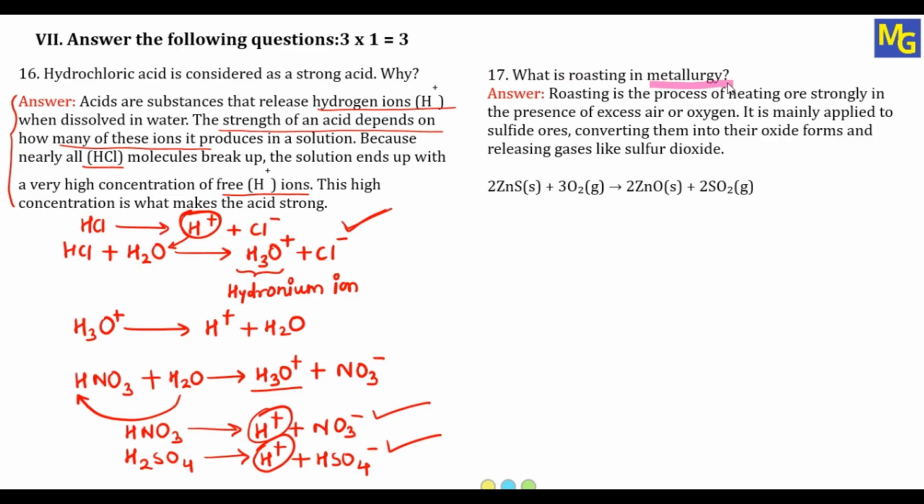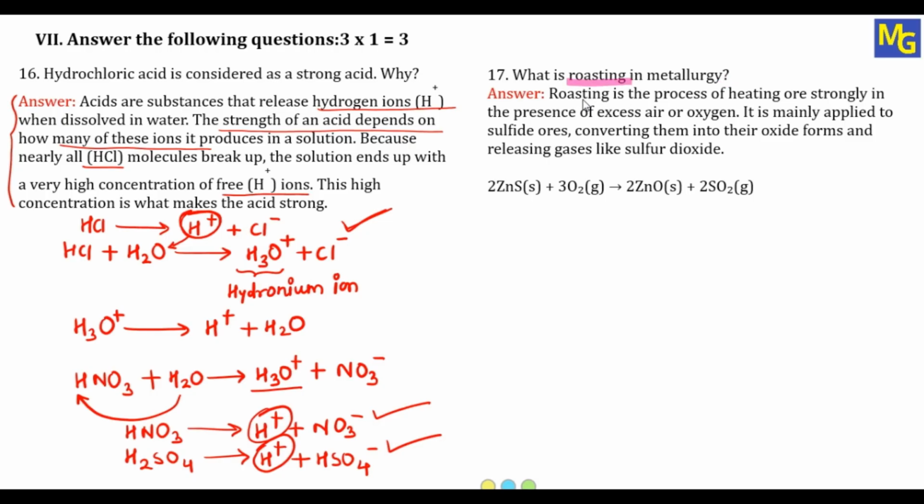So here metallurgy is the process of converting ore into a pure form of a metal. In nature, we get metal in the form of ore, that is the impure form. That ore is taken to the industry, processing is done, and then we get a pure metal, and that whole process is called metallurgy. In that whole process, there is one method which is called roasting. So here we have to answer what is roasting.